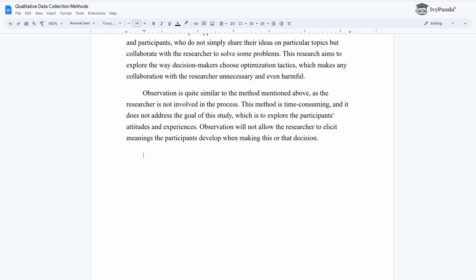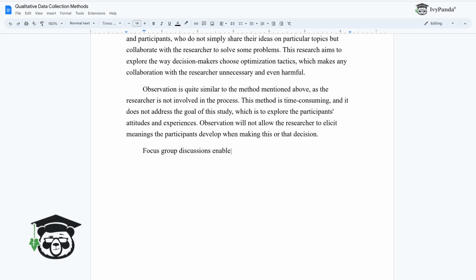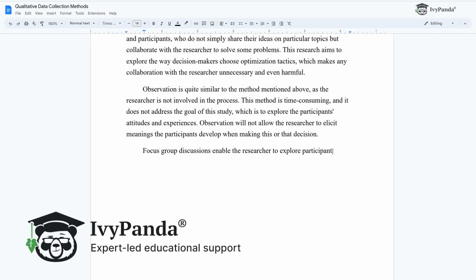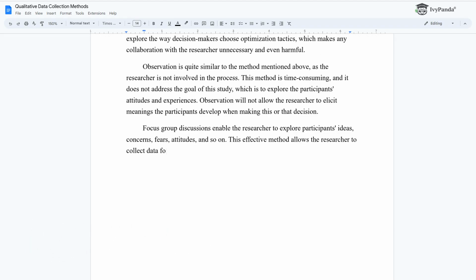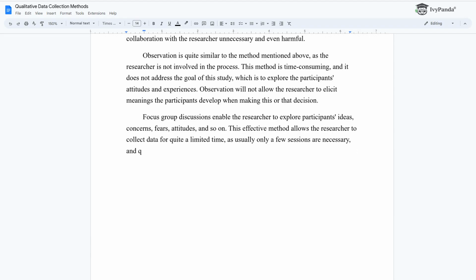Focus group discussions enable the researcher to explore participants' ideas, concerns, fears, attitudes, and so on. This effective method allows the researcher to collect data for quite a limited time, as usually only a few sessions are necessary, and quite a significant number of participants can participate in the study.